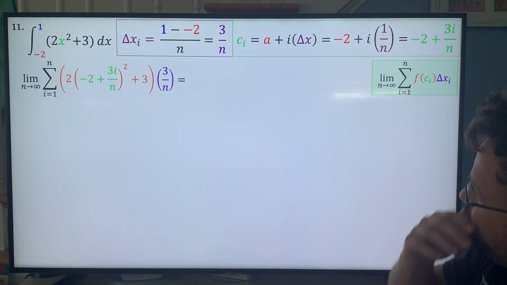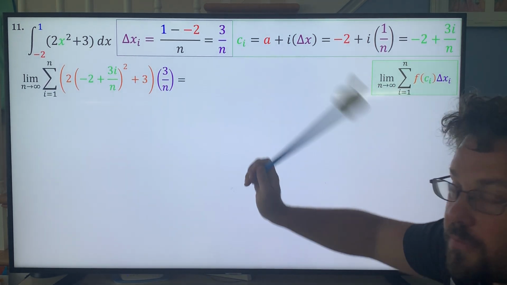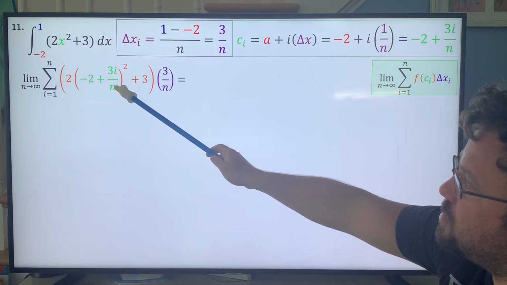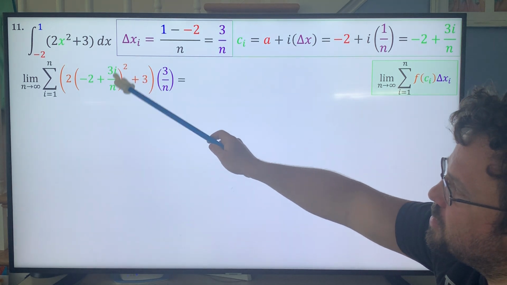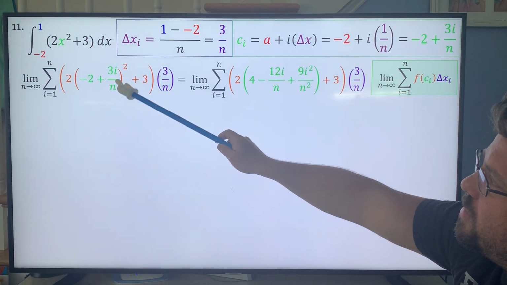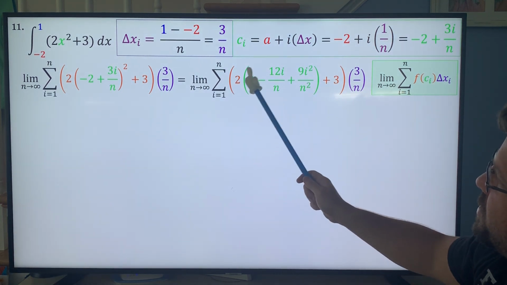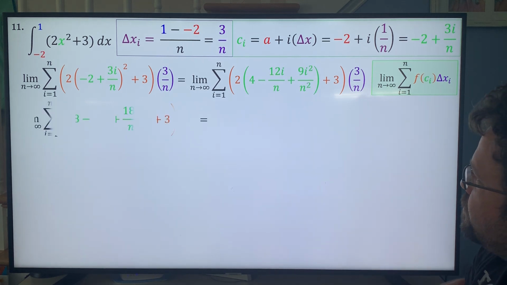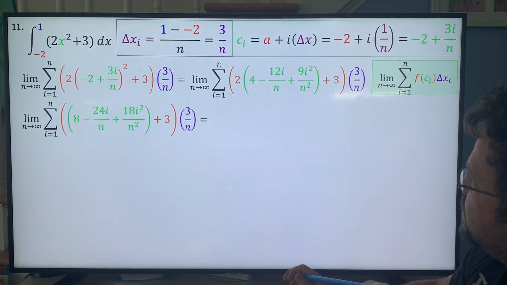2 times ci squared plus 3. So, FOIL, PEMDAS, parentheses, exponents first. 4 plus 6i over n, 9i squared over n squared. Now, you have to take the 2 and distribute it. You got 8 minus 24 plus 18, okay?